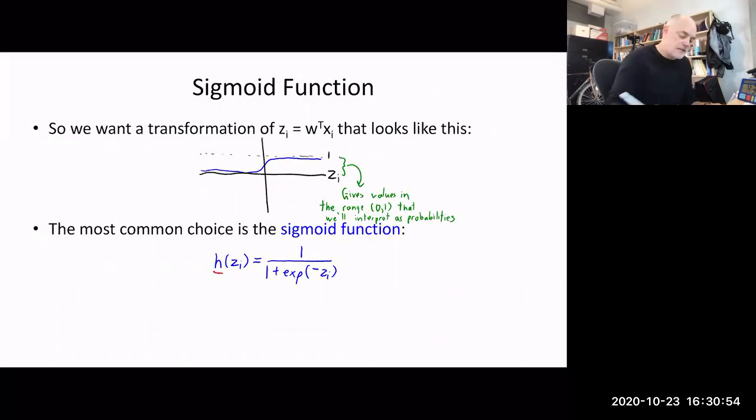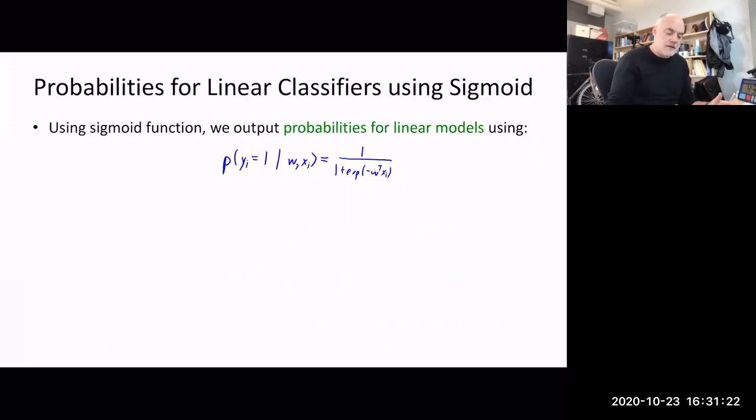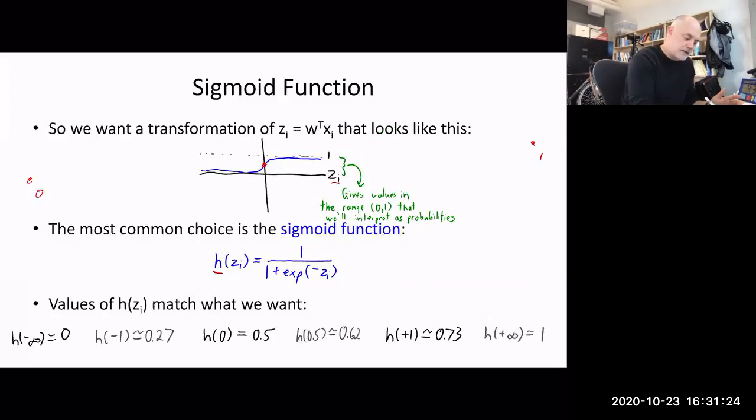So we're going to call h the sigmoid function here. It's just 1 over 1 plus e to the minus zi, where zi, again, you can think of as w transpose xi. This is the domain of the logistic sigmoid. The values of the sigmoid function, if you're unfamiliar with it, match what we want. At h of zi equals 0 is 0.5. H of negative infinity way out here is 0. Way over here it's 1. And for values in between, it does what you would expect. It looks like this plot right here.